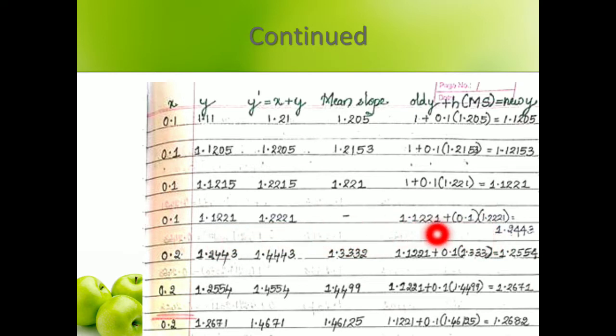1.2443. That should be carried to the next iteration of x equal to 0.2. When x is 0.2, new y value is 1.2443, if y dash is 1.443, mean slope is 1.332. Then what will be your new y value? 1.2554. Next, carry the same iteration of y to the next value.